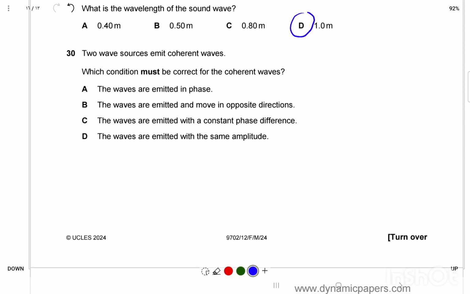Question number 30. Two wave sources emit coherent waves. Which condition must be correct for the coherent waves? We know that coherent means constant phase difference, so we can directly choose C. The waves are emitted with constant phase difference.